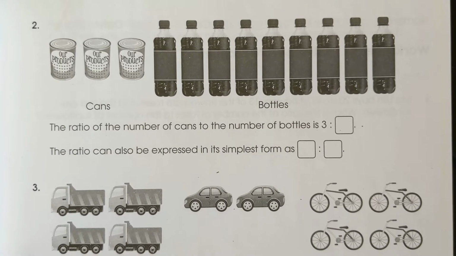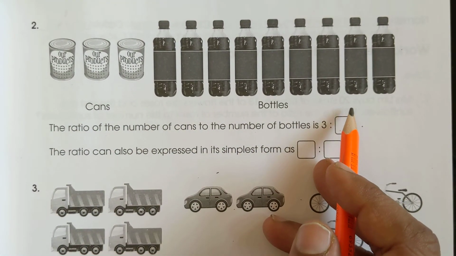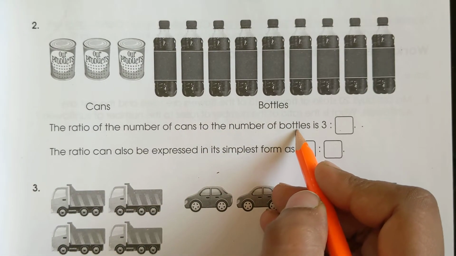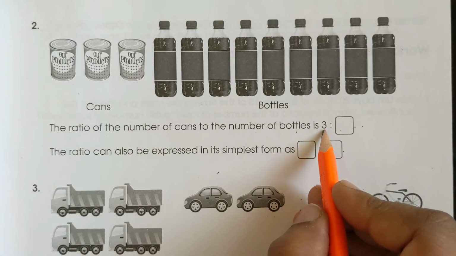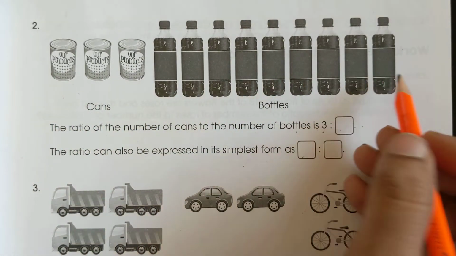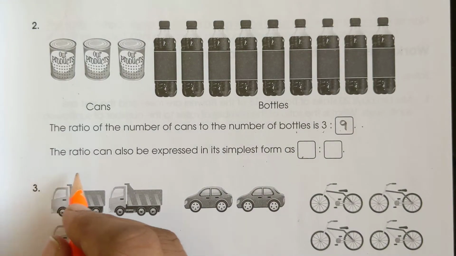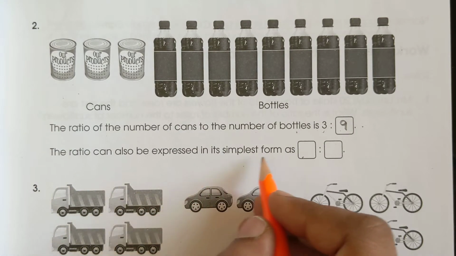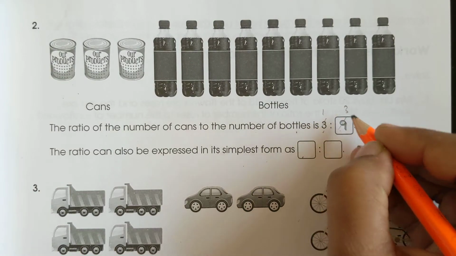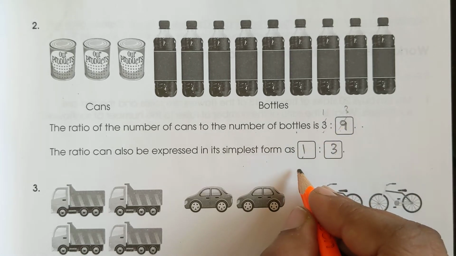Now come to page number 105. Here we have a set of cans and another set of bottles. We have to find out the ratio of the number of cans to the number of bottles. So already they have mentioned it is 3 for the cans. And how many bottles do we have? We have 9 bottles. So the ratio is 3:9. And it can also be expressed in its simplest form as 1:3. That is, 3:9 is equivalent to 1:3.